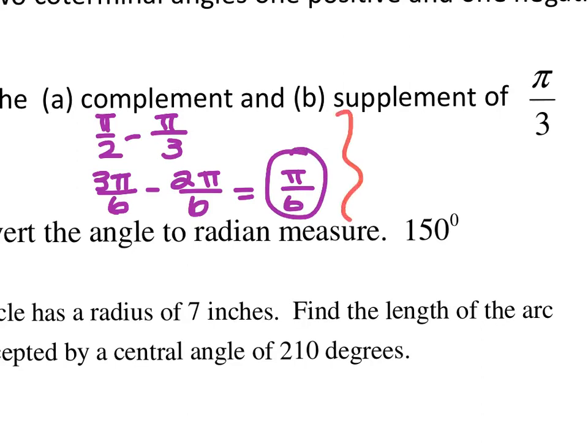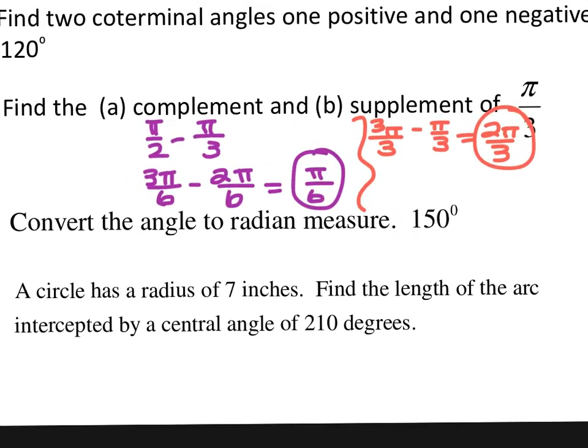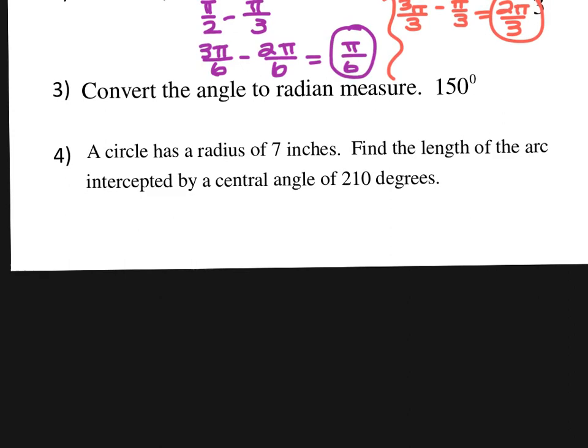So that would be the complement to pi over 3. And then the supplement, the equivalent to 180 degrees is what in radians? Pi. Good. So I would do pi minus pi over 3. This becomes 3 pi over 3 minus pi over 3, or 2 pi over 3. And that's my supplement. So remember, if they're negative, then there would be no complement or no supplement, whatever you were looking for.